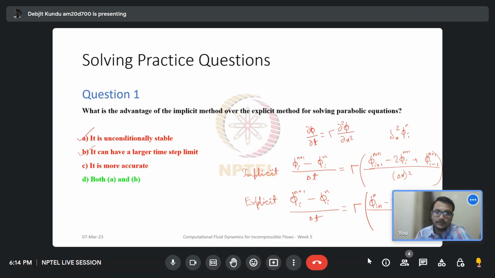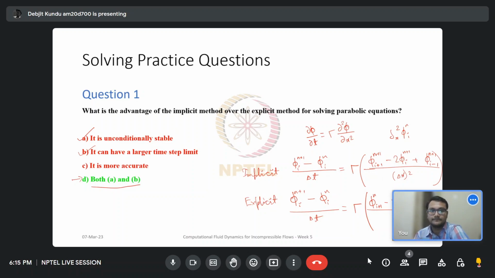There is no limitation on how large a time step I can take. Although for accurate solutions, it is suggested to have a small time step. But as far as the system of equations are concerned, it can have any large time step as possible. So that's why both A and B would be the correct answer. So option D would be the correct solution to pick over here.